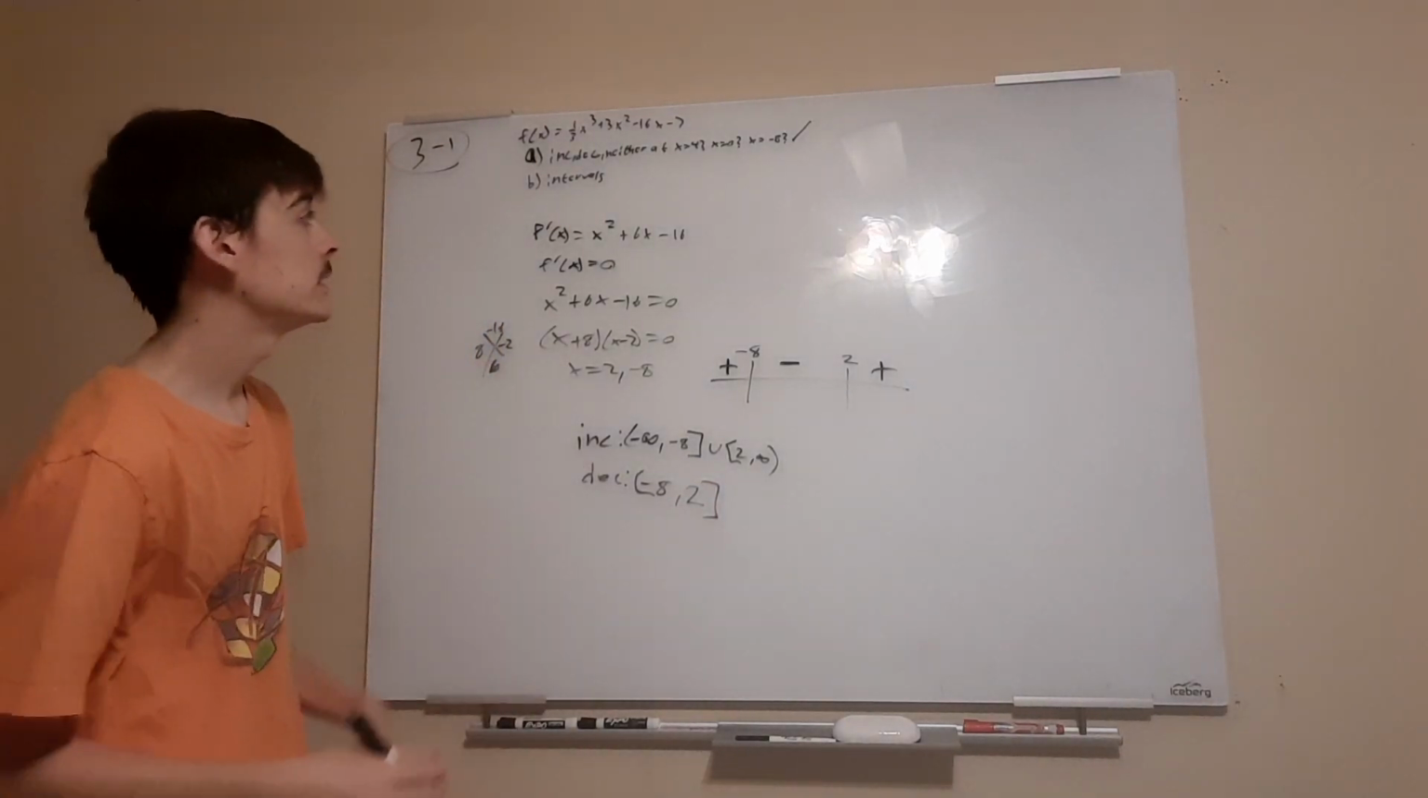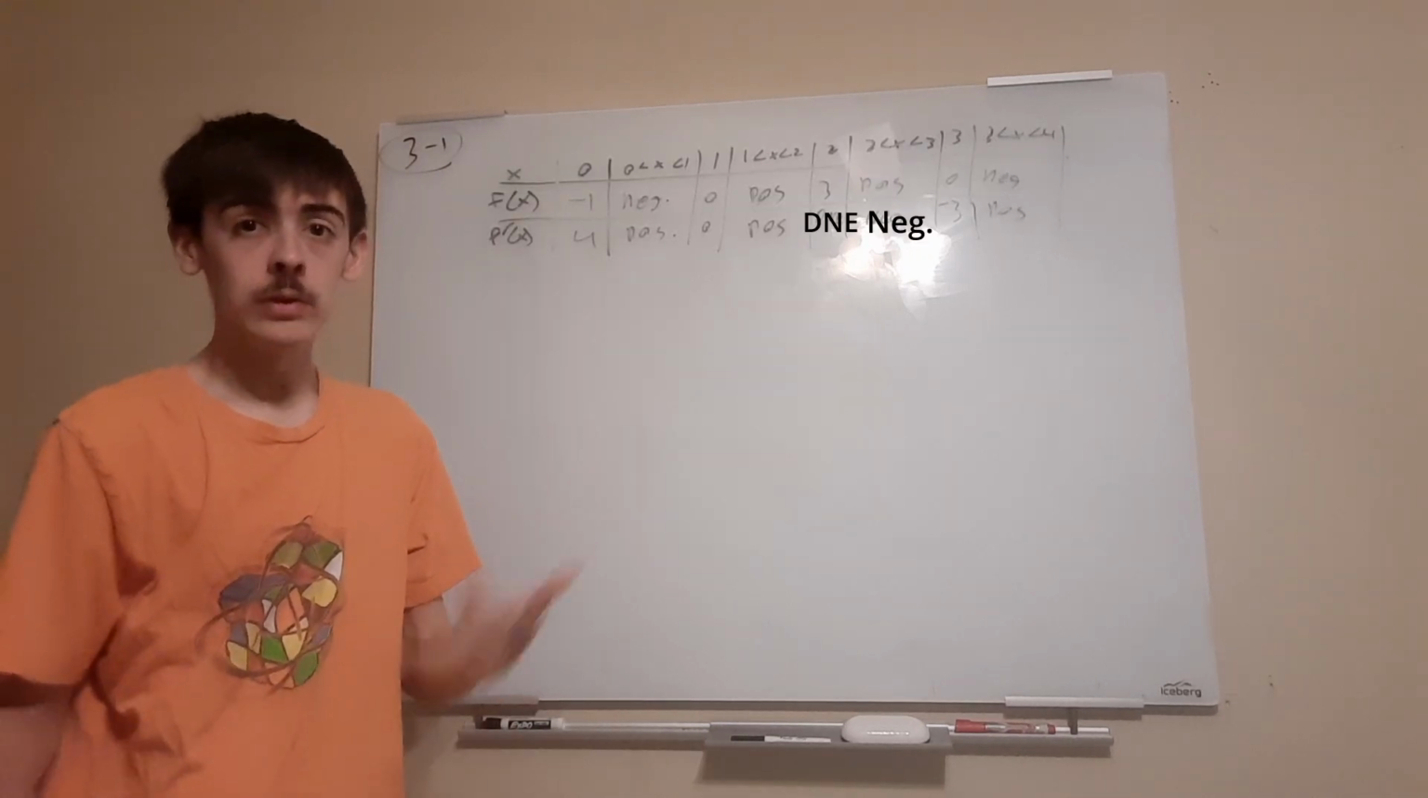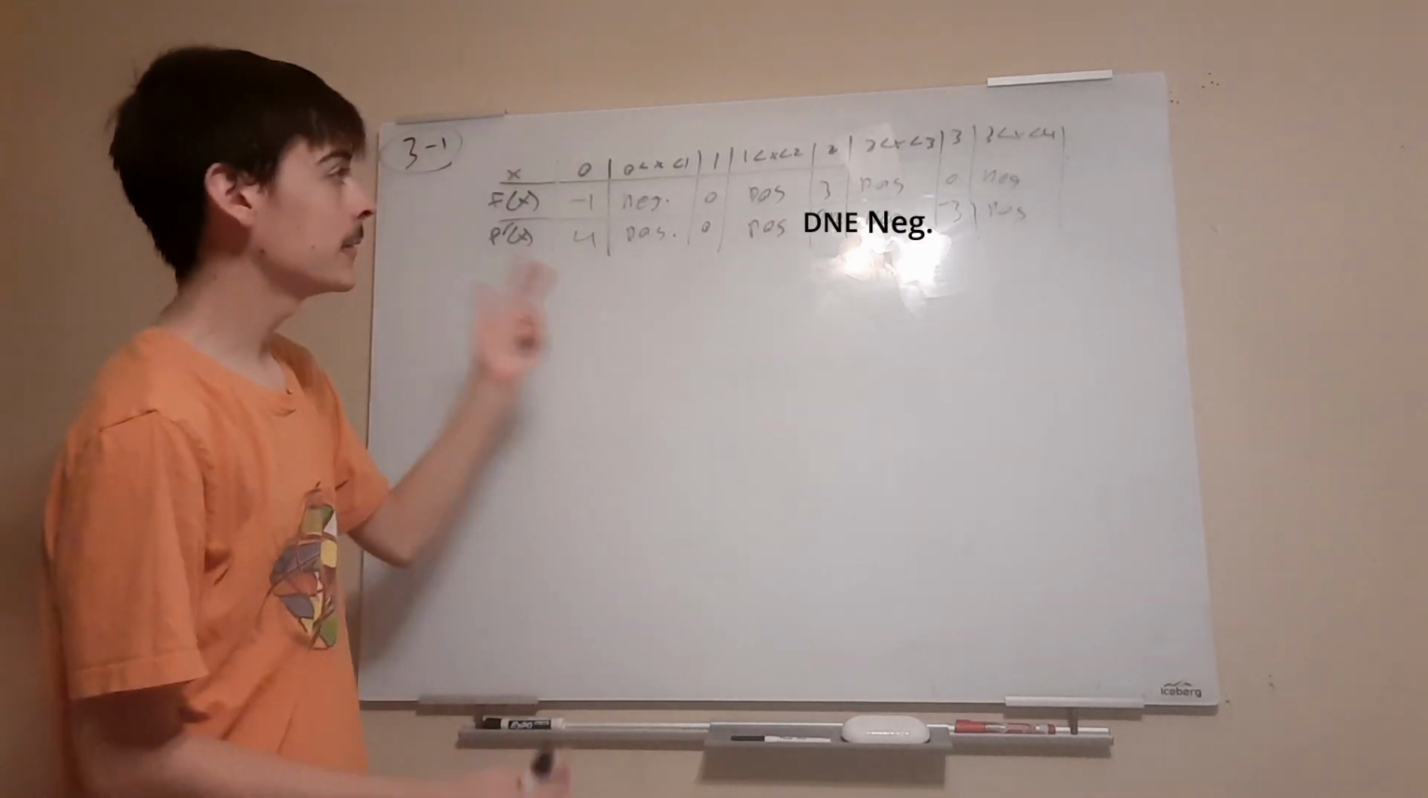And that is how you find your intervals of increasing and decreasing, given a function. Now, this whole idea actually also applies if we're given a table of values.